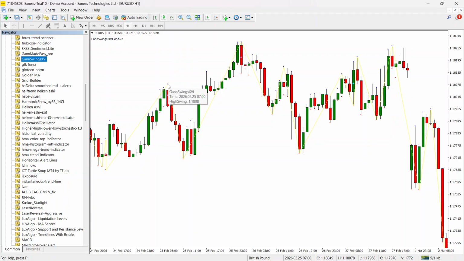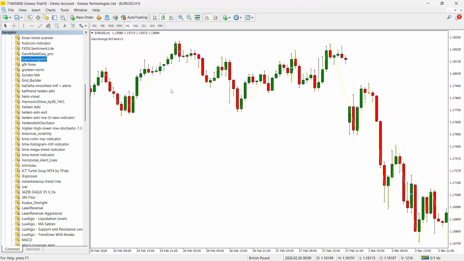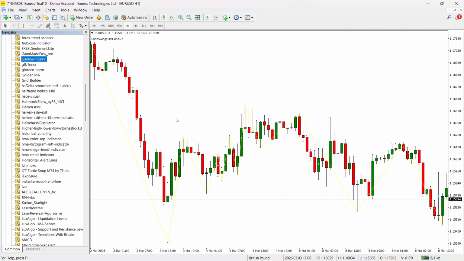So here the indicator plots blue at the high of every candle and red at the low of every candle, and it connects those to form the swing structure.